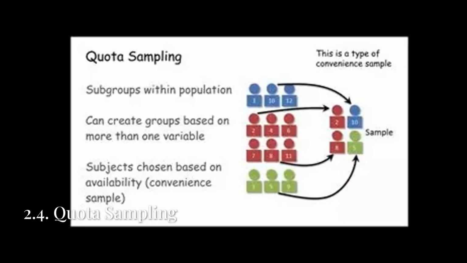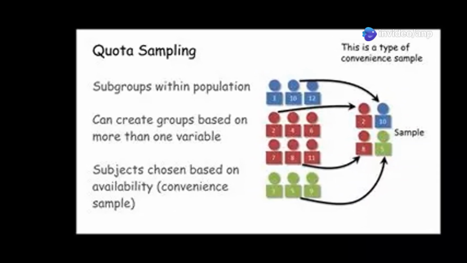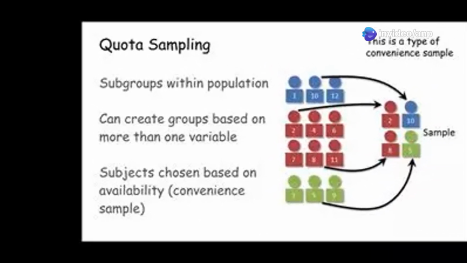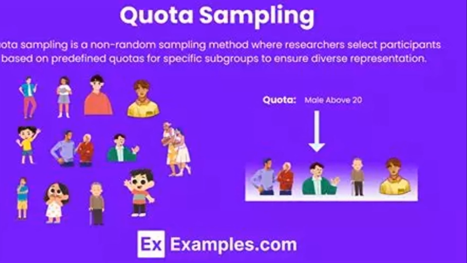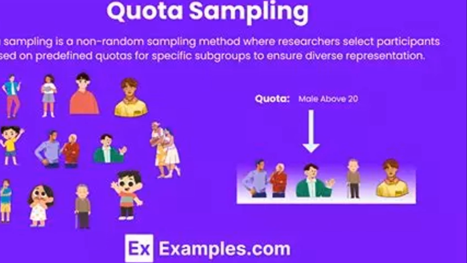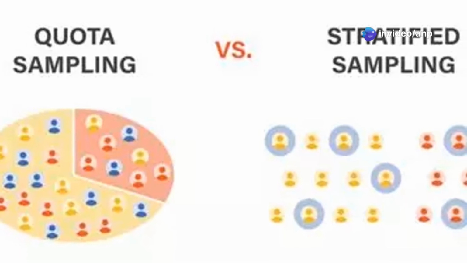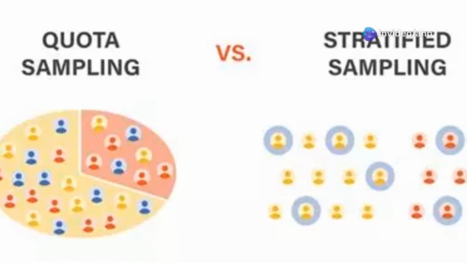Quota sampling. If you're studying depression, you may ensure equal numbers of male and female participants, selecting people until each group reaches a set quota. This guarantees specific groups are represented in the study, helping researchers analyze subgroup differences. But since selection isn't random, there's a risk of bias influencing the results, impacting the study's overall validity.